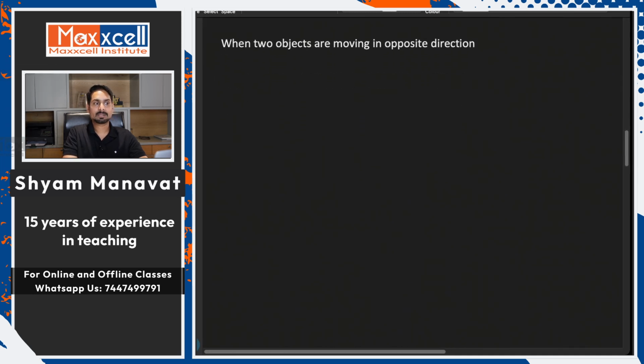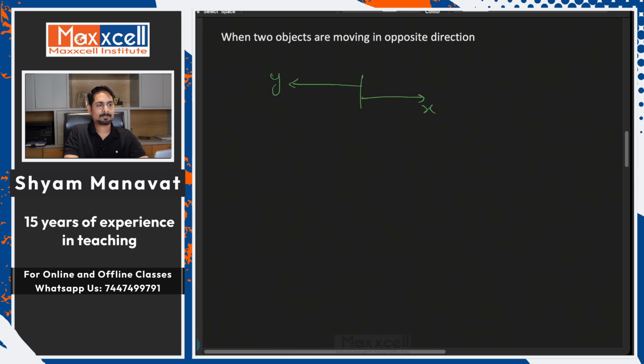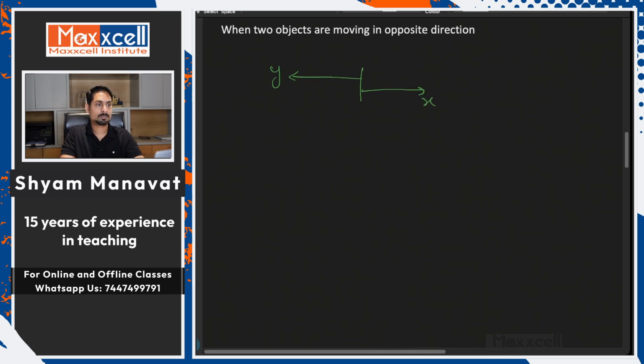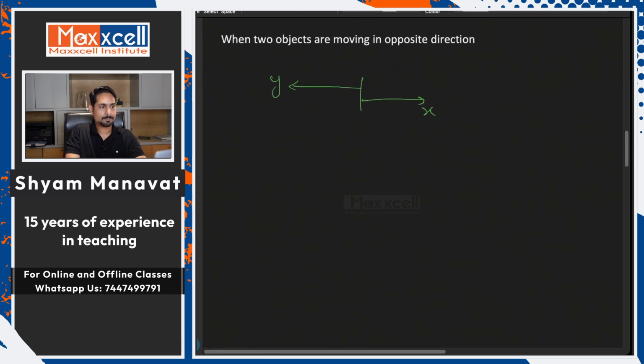When two objects are moving in the opposite direction, let's say one object is moving here with the speed of x, and one object is moving here with the speed of y. Now this is opposite direction. You may also have another condition of opposite direction. Let's say one object is moving from A to B, and another object is moving from B to A. This is also opposite direction. So again with the speed of x and y.